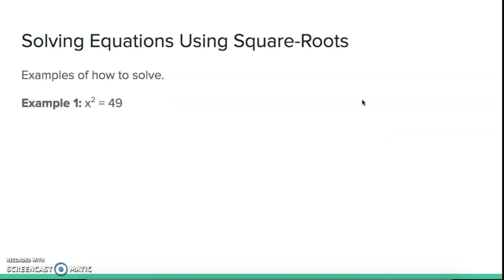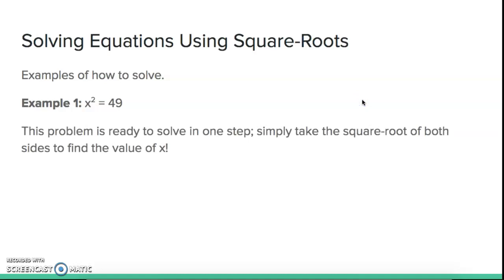And we're going to be looking at the equation x squared equals 49. The nice thing about this problem is that it is literally set up to solve. And the way we do that is by taking the square root of both sides to find the value of x. All right, so when I say square root, that might seem confusing and kind of overwhelming, but I want you to think of it this way.